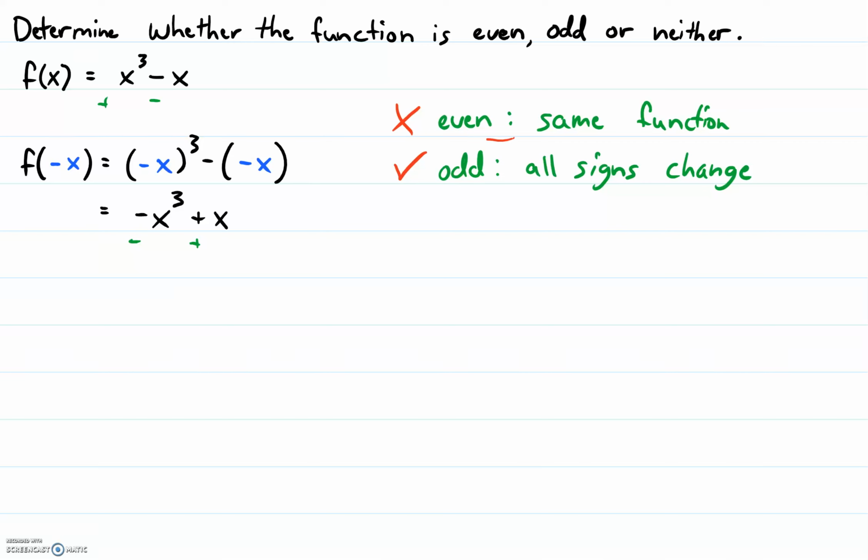Now, if it were not even and it were not odd, then you don't have to test anything else. You can automatically just write your answer as neither. So that's what you always do when you're determining whether a function is even, odd, or neither. You always just evaluate the f of negative x, and then if it's the same thing, it's even. If all the signs changed, it's odd. If neither of those are true, then it's neither.